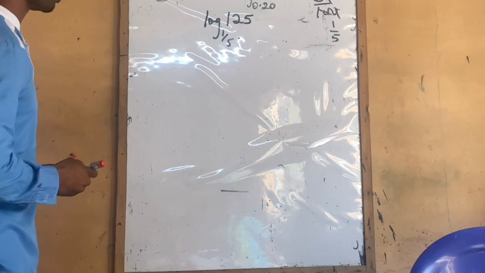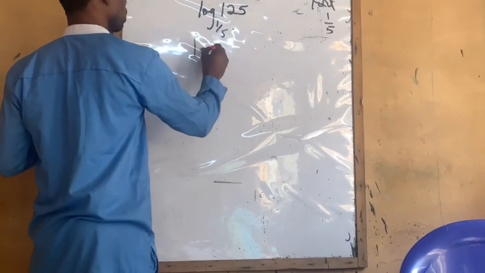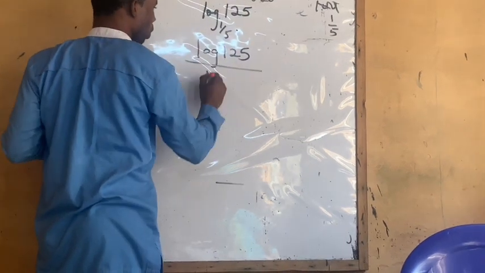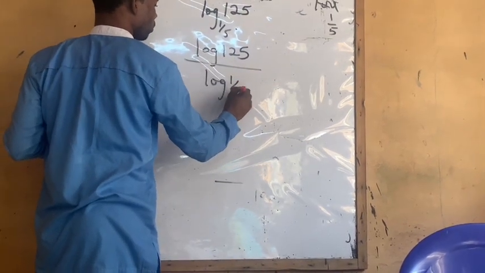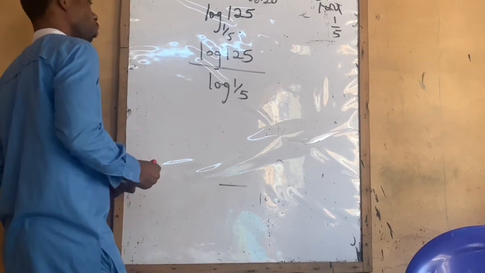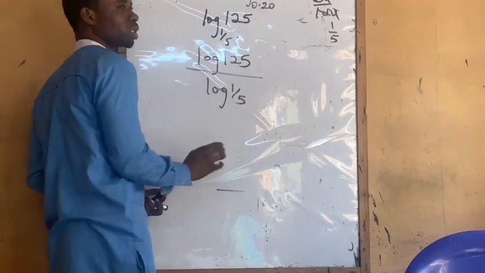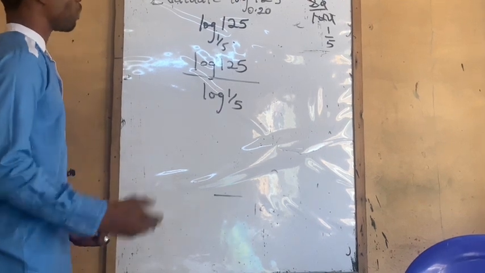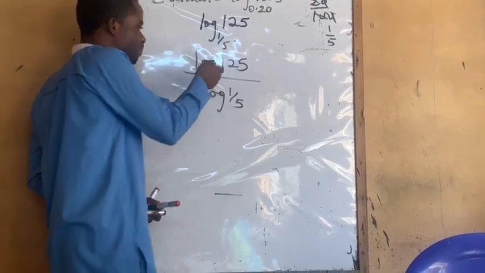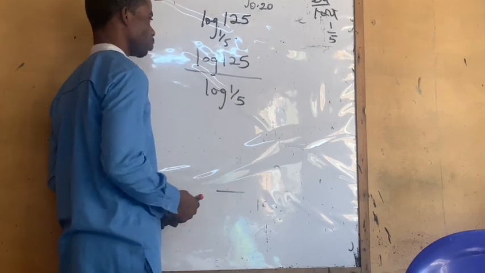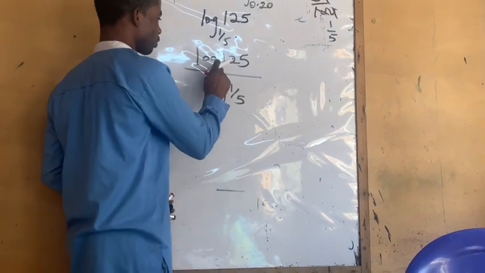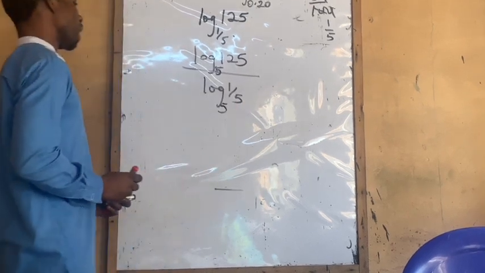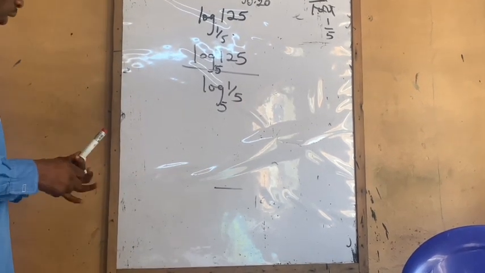Now, if I want to use change of base, it's going to become log 125. You log this one, you also log this one, all over log 1 over 5. That's why it's called change of base. You put the base as normal log, or you separate it with divided by. Now, when you are applying change of base, you supply the same base to both of them. Let me supply base 5 and base 5.